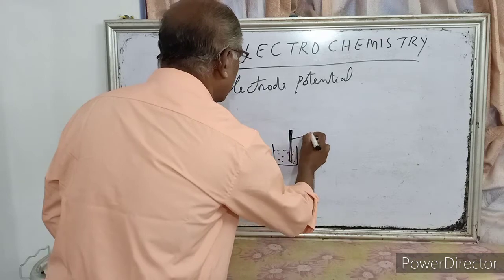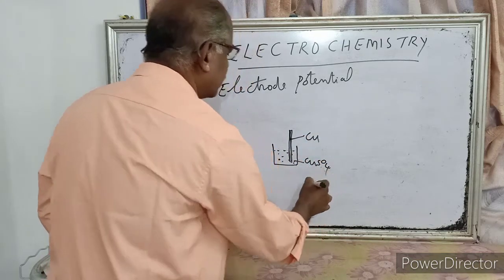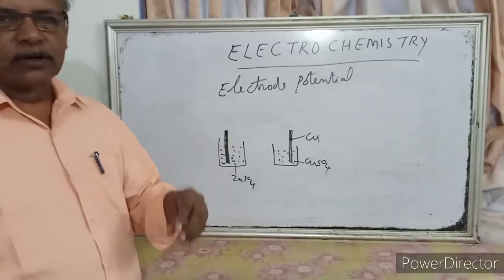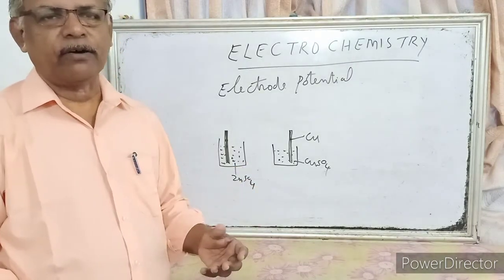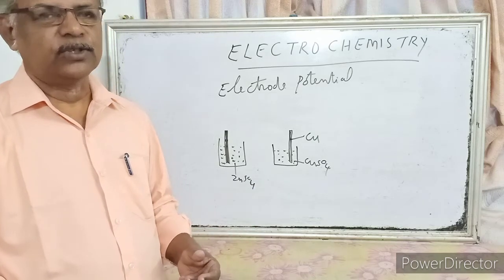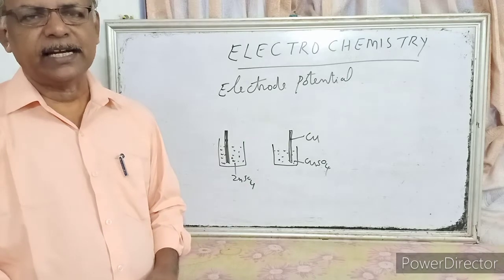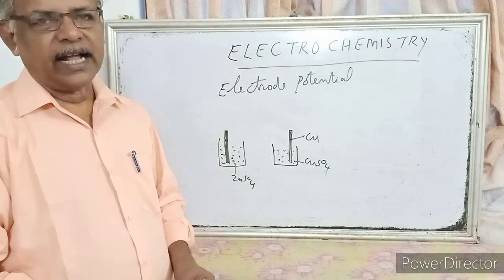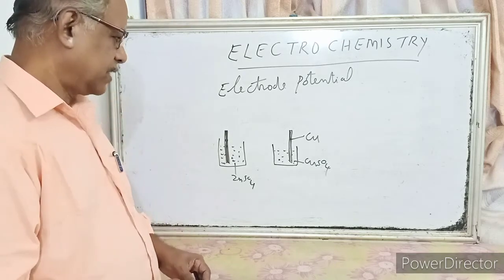So here the copper rod is placed in copper sulfate solution. When you place copper in copper sulfate solution, the tendency of the copper ions is to gain electrons. So that is reduction potential. So oxidation potential is the tendency to lose electron, and reduction potential is the tendency to gain electrons.